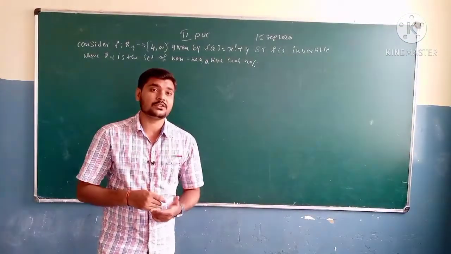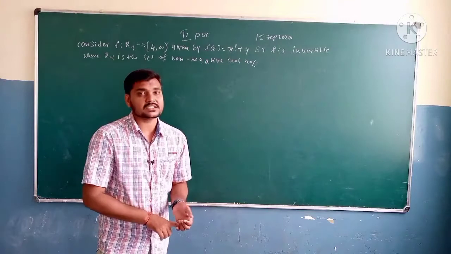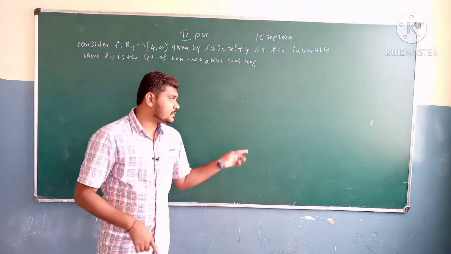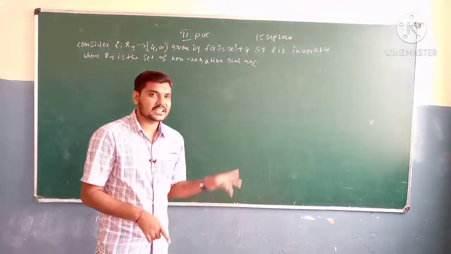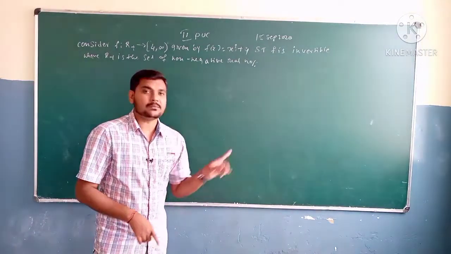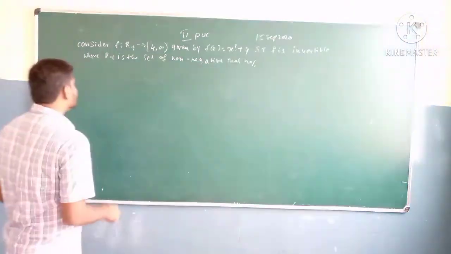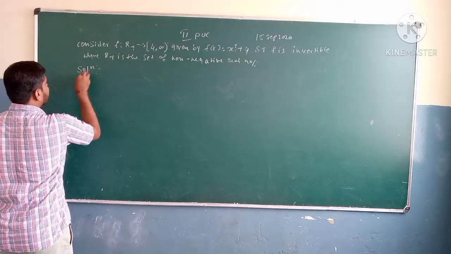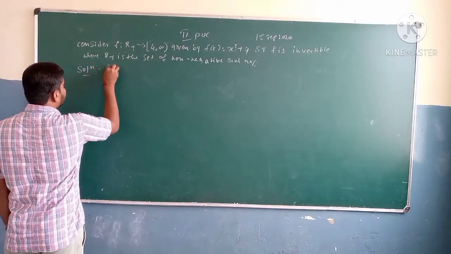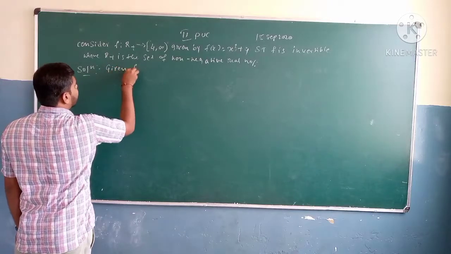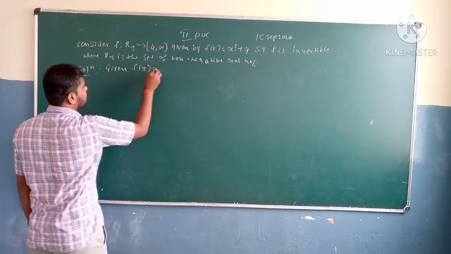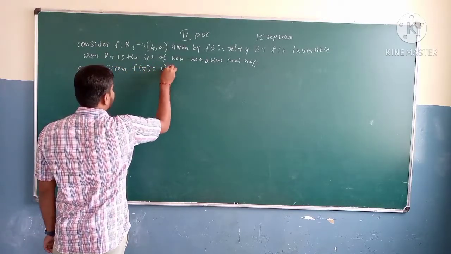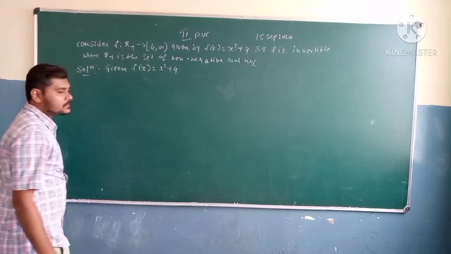Suppose it is one-one and onto, then we need to find the inverse of that function. In the last problem, whatever we did for the onto function, the same concept we have to apply here. So observe. The solution: given f of x is equal to x square plus 4.